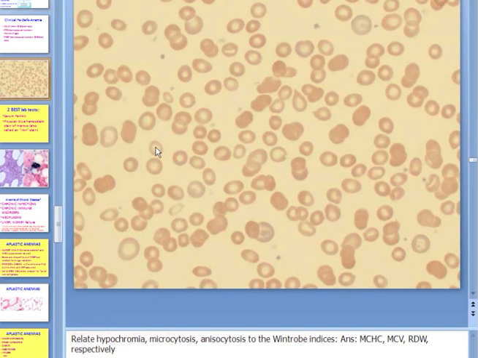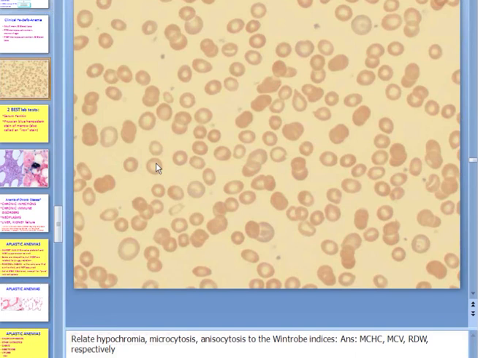And of course, this would also evoke the term hypochromia as a reflection of low MCHC. It would also evoke the term microcytosis, because a lot of these cells are a lot smaller than they should be, or low MCV.